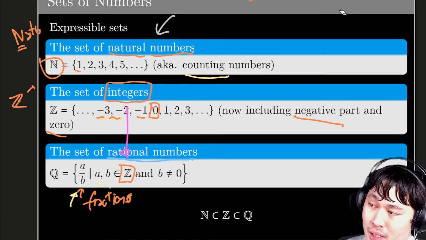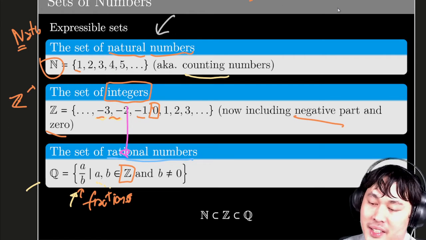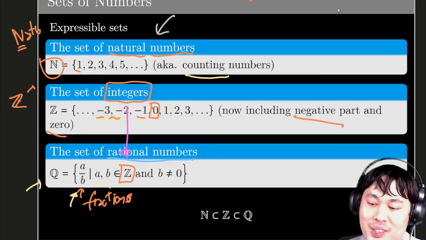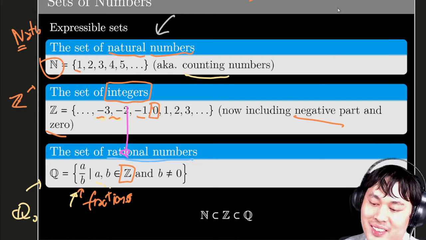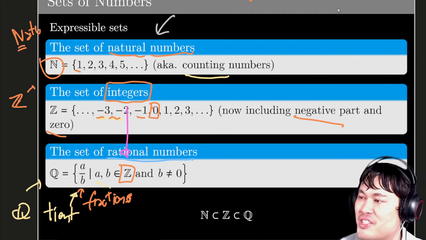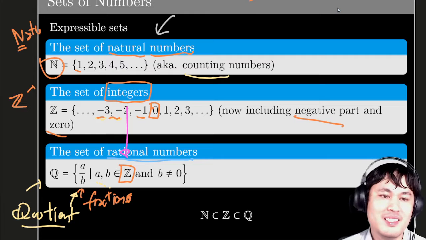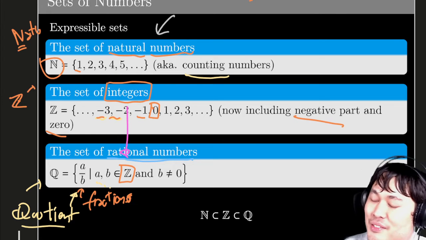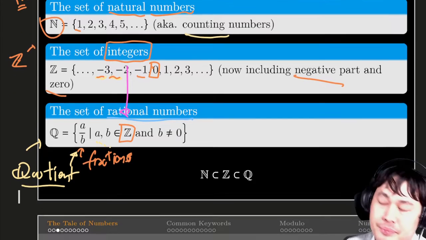Oh, and yeah, Q, now we are back to English. Q stands for quotient. Again, kind of a fancy word for fraction or ratio.